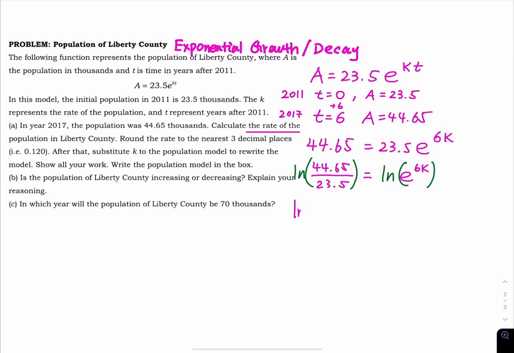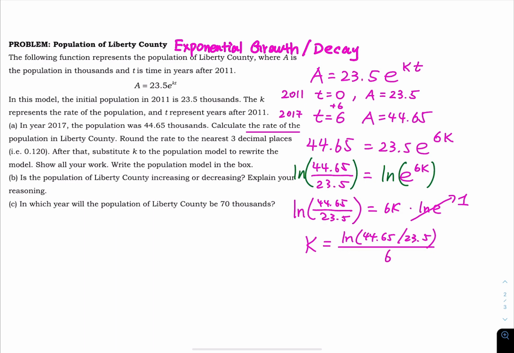The next step is ln of 44.65 divided by 23.5 equals 6k times ln e. ln e equals 1, and then k equals ln of 44.65 divided by 23.5, all over 6. That is called the exact value. They asked me to round k to 3 decimal places, so k is approximately equal to what you get in your calculator.